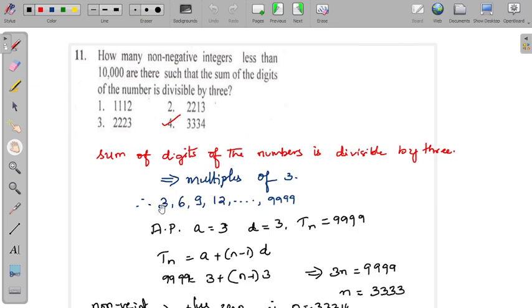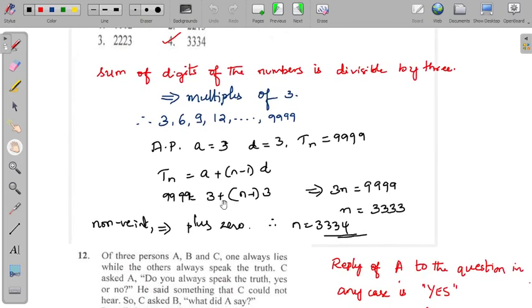Positive multiples of 3 will start from 3, 6, 9, 12, which are less than 10,000. Less than 10,000 is nothing but 9,999. So it is an arithmetic progression. First term of the arithmetic progression is 3, and the common difference is 3, and the last term would be 9,999. So we have to find out how many terms are there. So use the nth term formula, Tn equal to a plus n minus 1 into d. So substitute all these values, 3 plus n minus 1 into 3. So which gives you 3n equal to 9,999, n equal to 3,333.